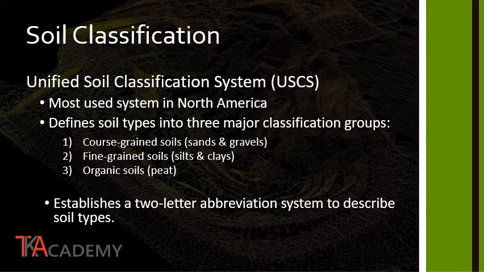The most common soil classification system used in North America is the Unified Soil Classification System, or the USCS. The USCS takes a broad stroke at defining soil types into 3 major classification groups, the first being coarse-grained soils, which includes sands and gravels, fine-grained soils, which are silts and clays, and finally organic soils, or peat. The USCS establishes a 2-letter abbreviation system to describe each soil type.